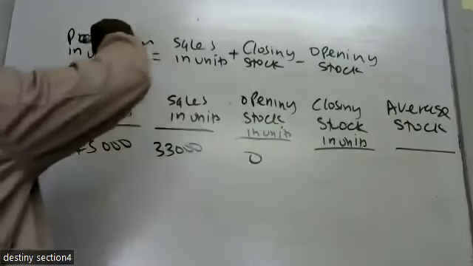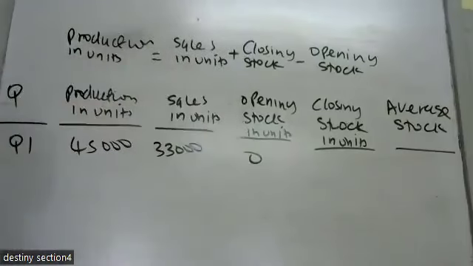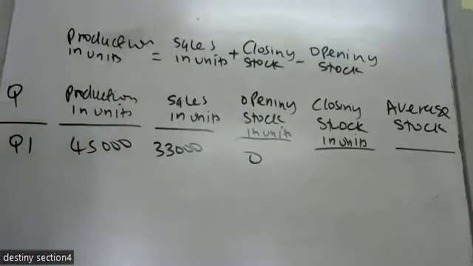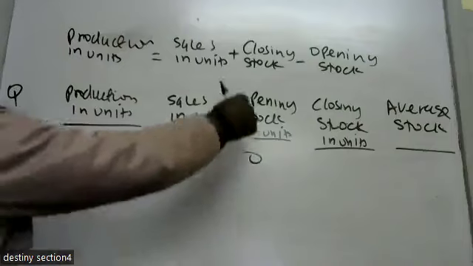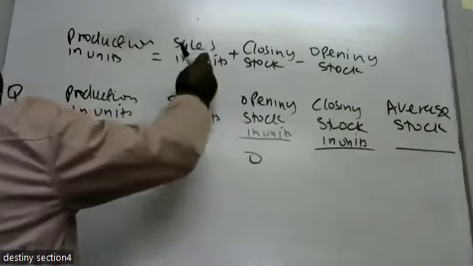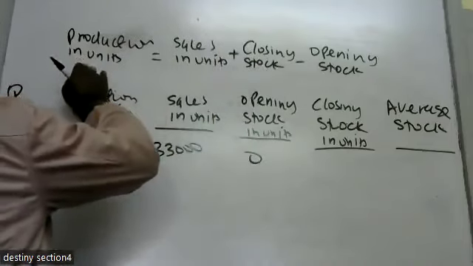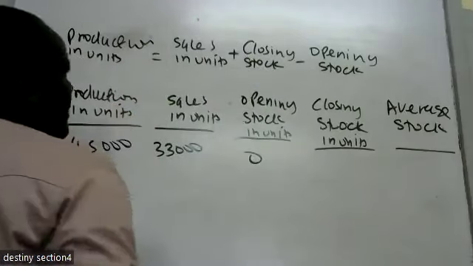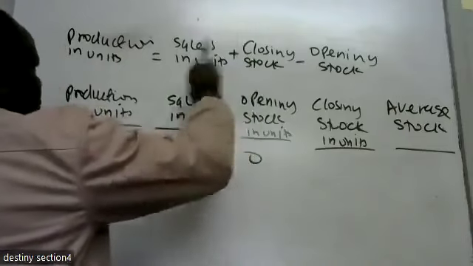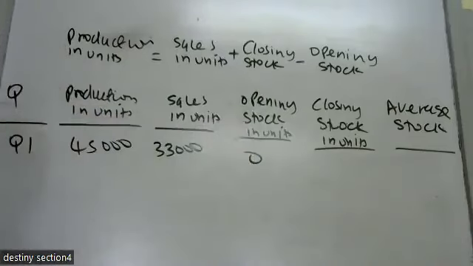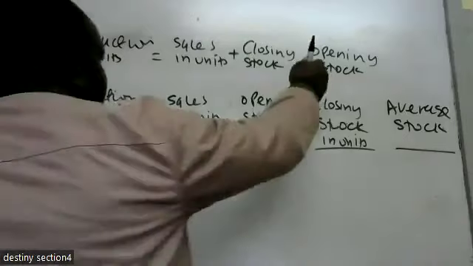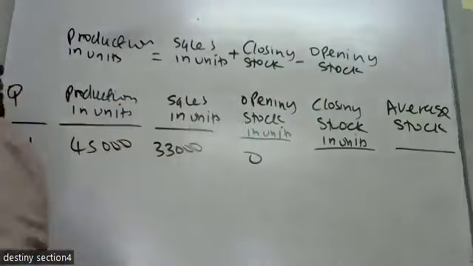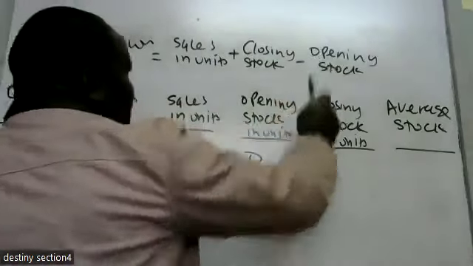So using this formula I've given you, we can get the closing stock. When you make the closing stock the subject, sales will cross over and become negative. Then the closing stock will remain. So this one will go to this side and becomes negative.